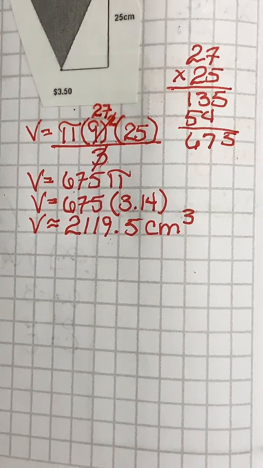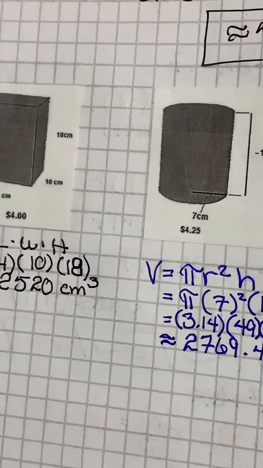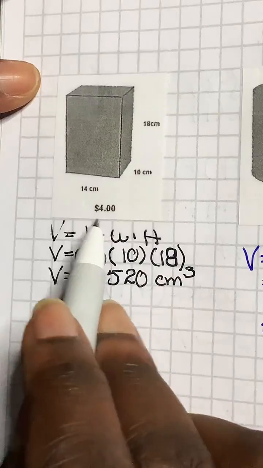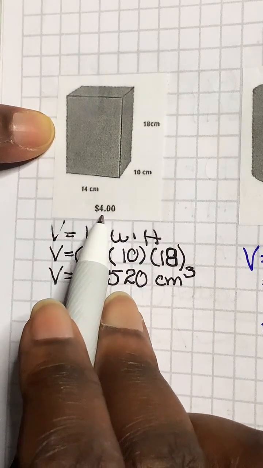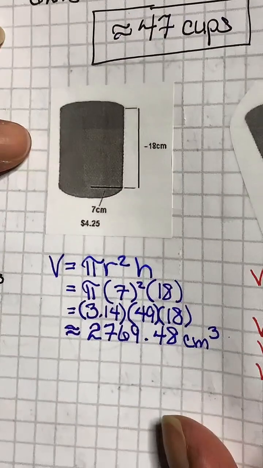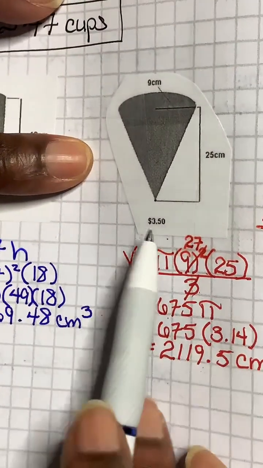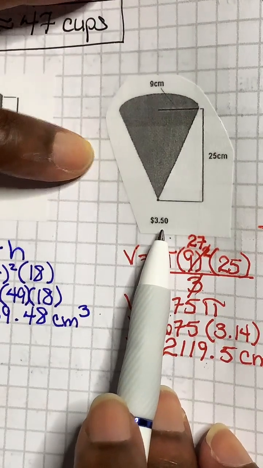All right. Okay, so we found our volumes. Now we need to figure out what's going to be the best buy. All right, and I don't mean the place that you spend so much money on electronics just for it to break like 2 weeks later. Shameless plug. So the rectangular prism was $4. The cylinder was $4.25, and the cone was $3.50.